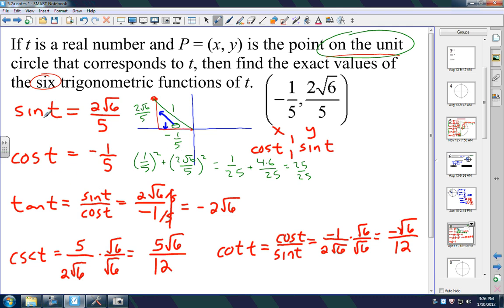Sine, cosine, tangent, cosecant. So we flip this guy. Make sure you rationalize here. Don't give me a decimal. Give me this as your answer.